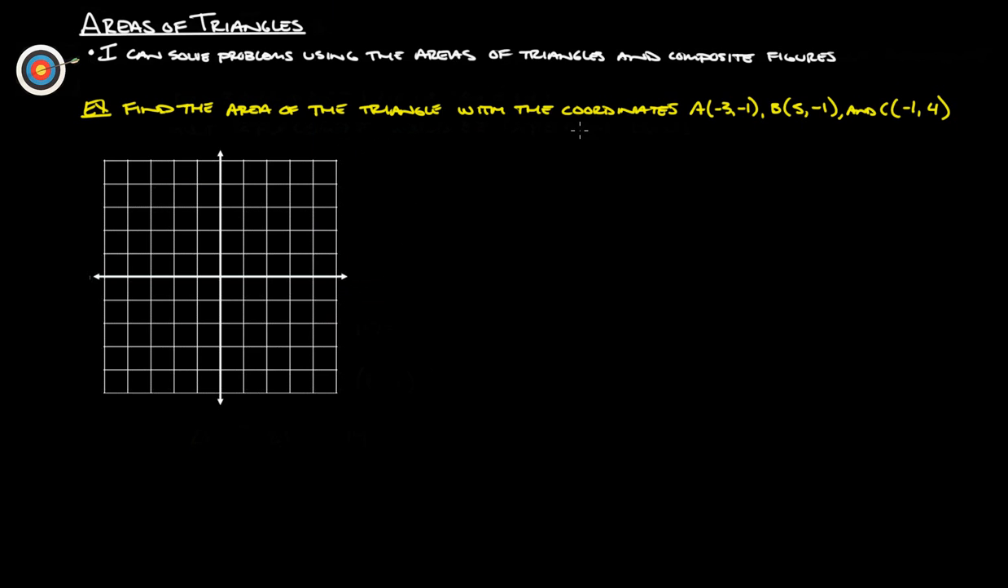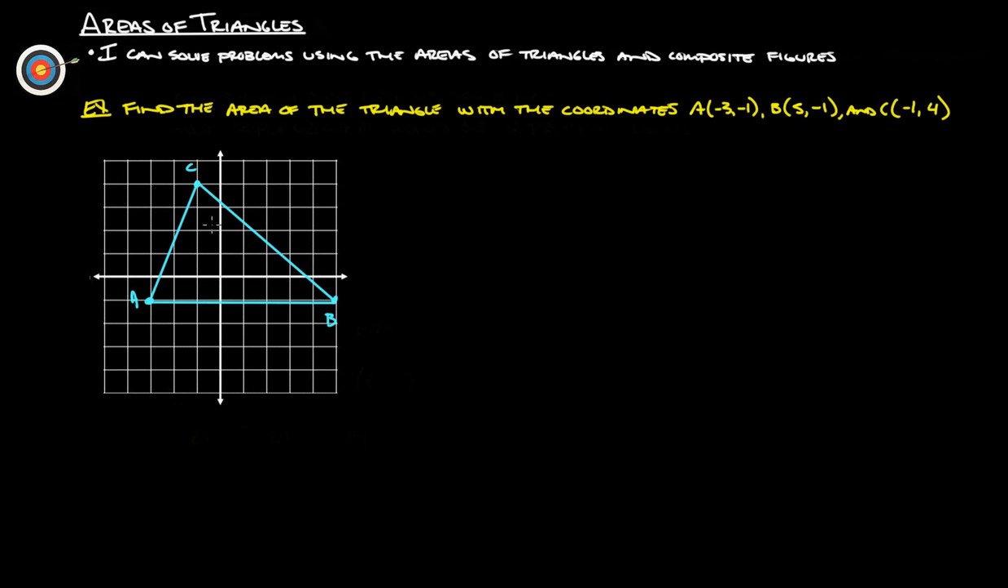Okay, find the area of the triangle with the coordinates given. So let's find the area of that. First, let's plot these points. So -3, -1 is A. B is 5, -1. And then C is -1 and 4. So there's C. So now we have this beloved triangle here.